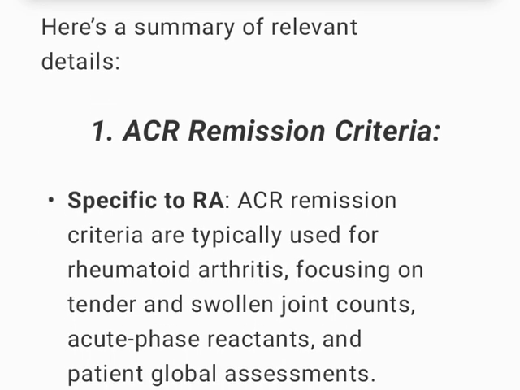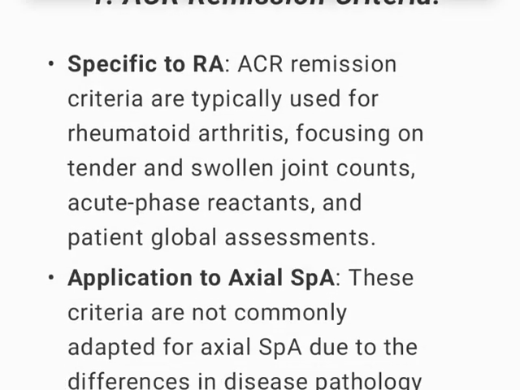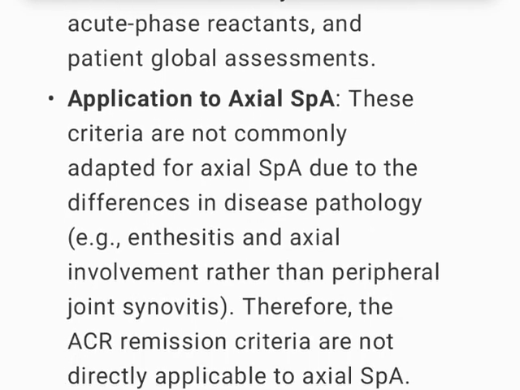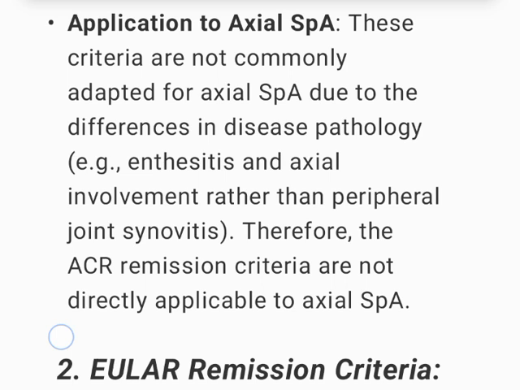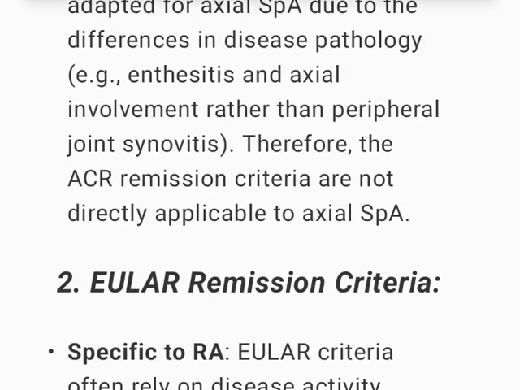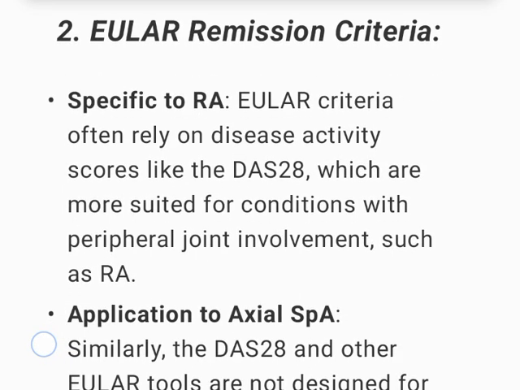Here's a summary of relevant details. 1. ACR remission criteria. Specific to RA, ACR remission criteria are typically used for rheumatoid arthritis, focusing on tender and swollen joint counts, acute phase reactants, and patient global assessments. Application to axial SpA: these criteria are not commonly adapted for axial SpA due to the differences in disease pathology, e.g., enthesitis and axial involvement rather than peripheral joint synovitis. Therefore, the ACR remission criteria are not directly applicable to axial SpA.